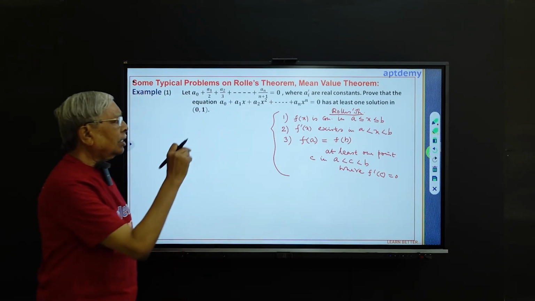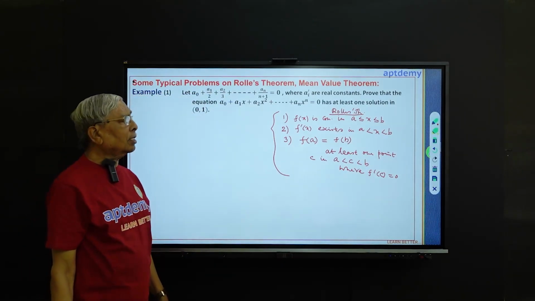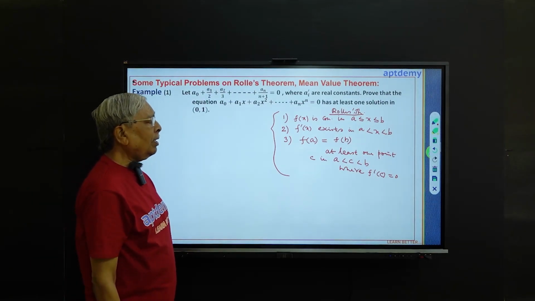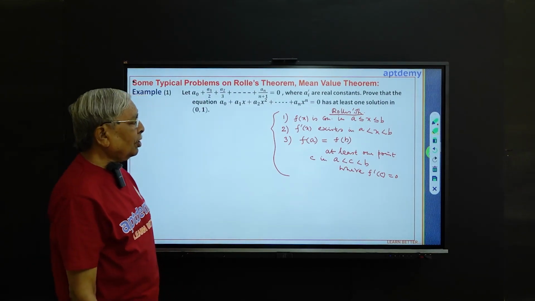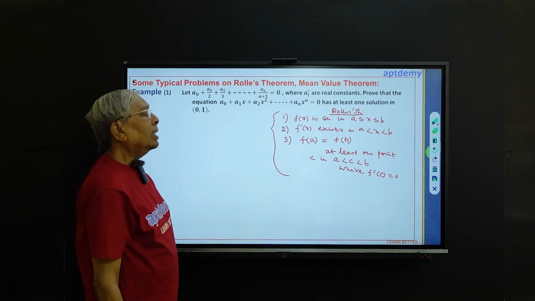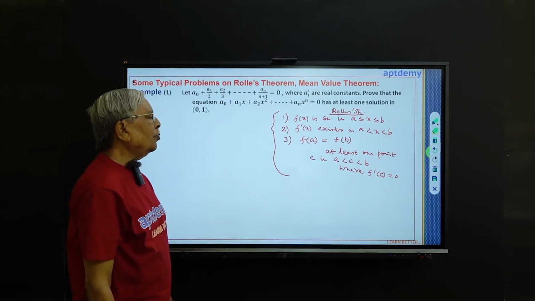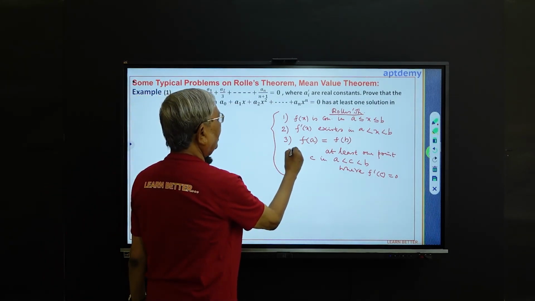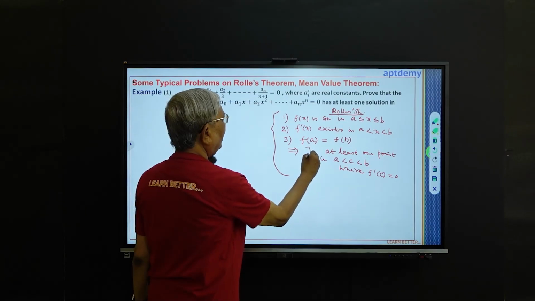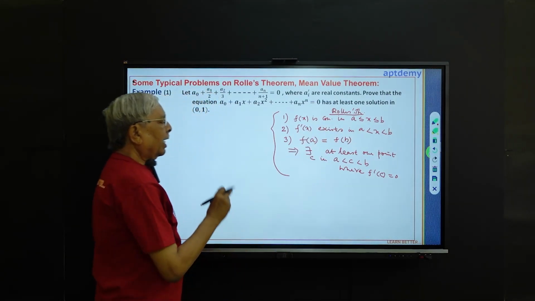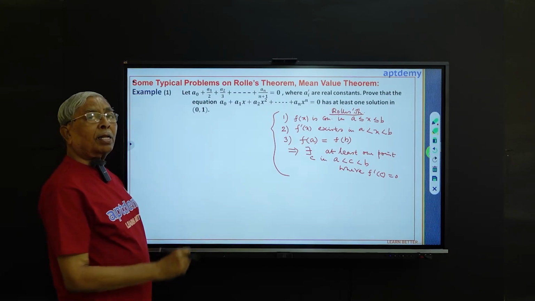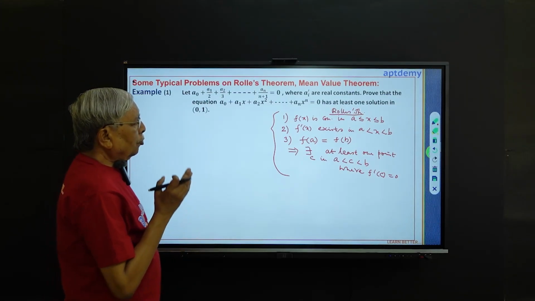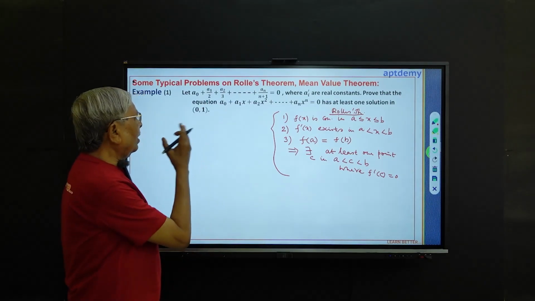So what are the conditions? Number one, f(x) is continuous in the closed interval. Number two, f dash x exists in the open interval. And the third one is that the values of the function at the two extreme points, a and b, should be equal. So this implies there exists at least one point c in the open interval a and b, where f dash c equals 0. So for the application of Rolle's theorem, I have taken a problem.